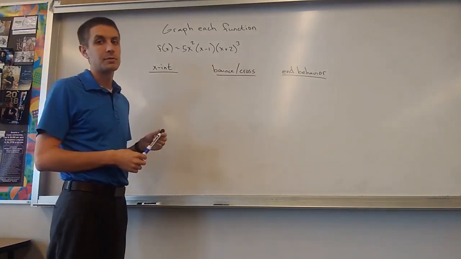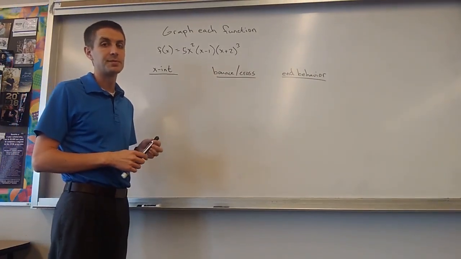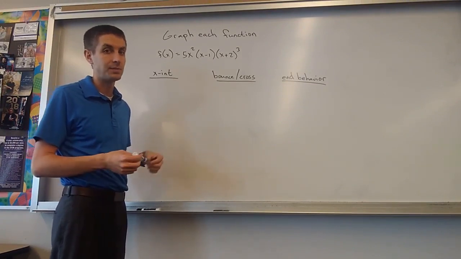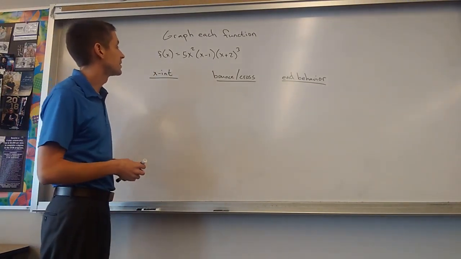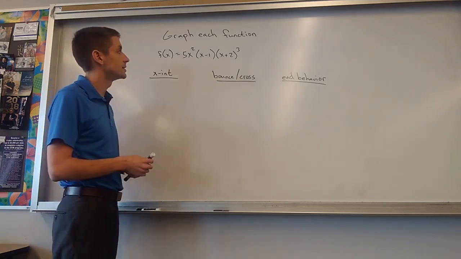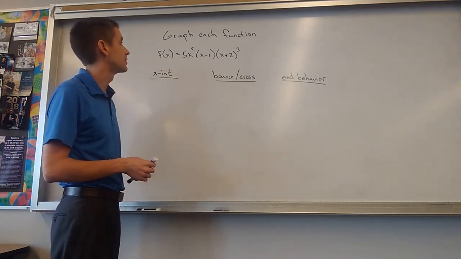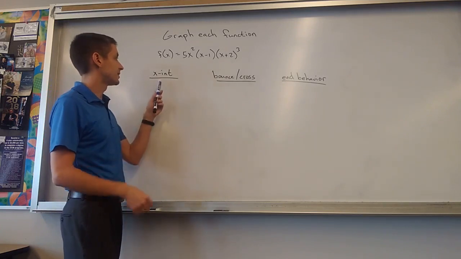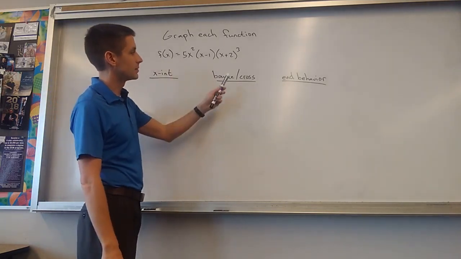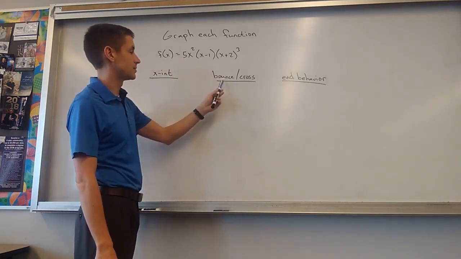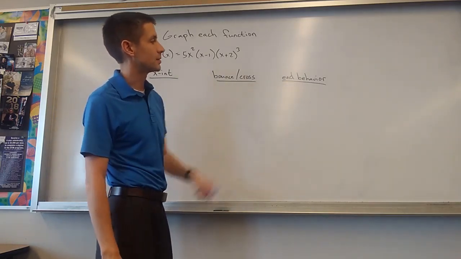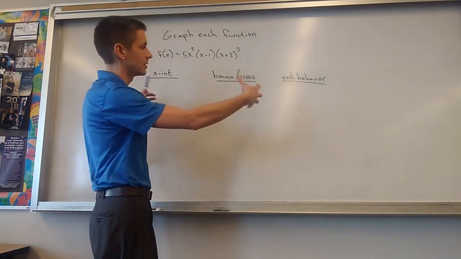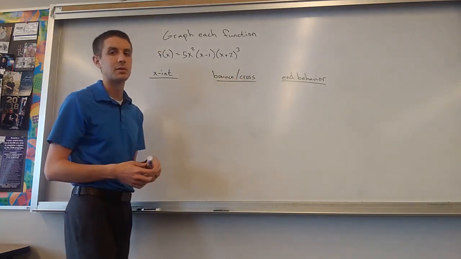Now we're going to look at how to graph these polynomial functions based on finding the zeros and the end behavior. So we're going to look at this function here, f of x equals 5x squared times (x minus 1) times (x plus 2) raised to the third. And we want to be able to first find the x-intercepts, second, be able to tell whether it touches or crosses those x-intercepts, and third, be able to find the end behavior, and then take all of that and put it into a single graph.